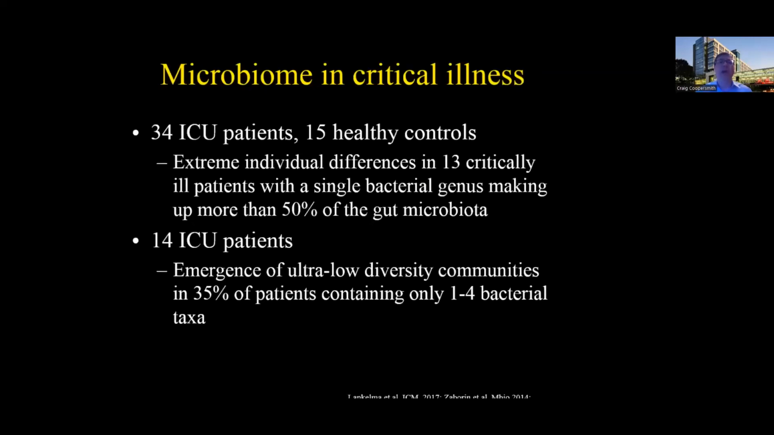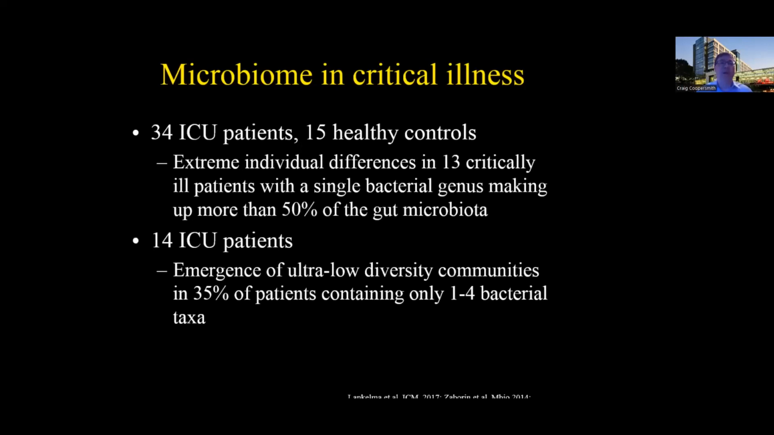These are some examples of what happens to the microbiome in critical illness. The first is a study of 34 ICU patients and 15 controls. They saw extreme individual differences in 13 critically ill patients, about a third of them, with a single bacteria genus making up more than 50% of the entire gut microbiota.